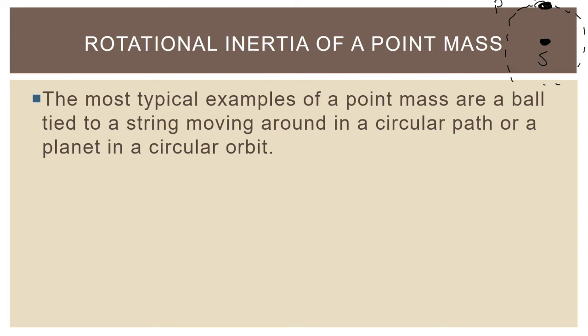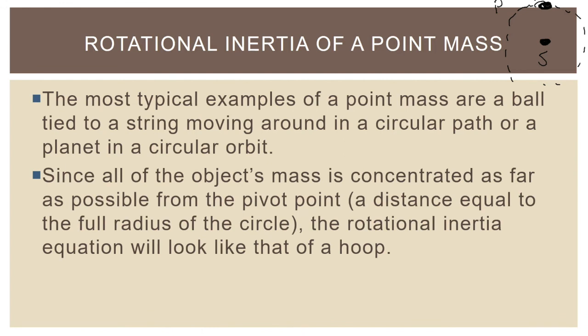That should be a giveaway, though. Have we ever seen the rotational inertia for an object which has no mass in between where the stuff is located and the rotational axis? It's all on the outside. Can you say hoop? There it is. It's a hoop. Since all of the object's mass is concentrated as far as possible from the pivot point, a distance equal to the full radius of the circle, the rotational inertia equation will look like that of a hoop. All of the mass is concentrated as far as it can possibly be from the pivot point, just like a hoop.